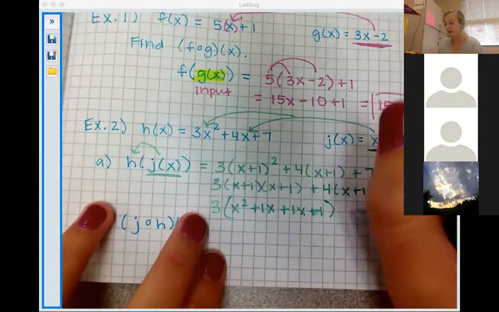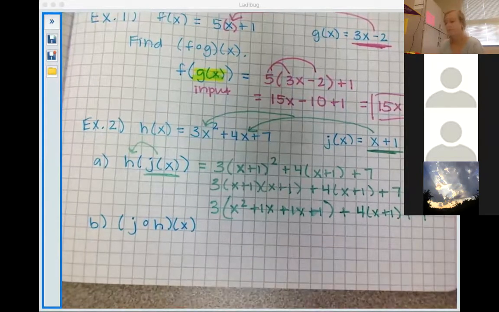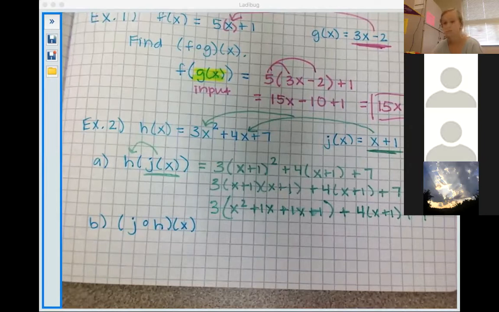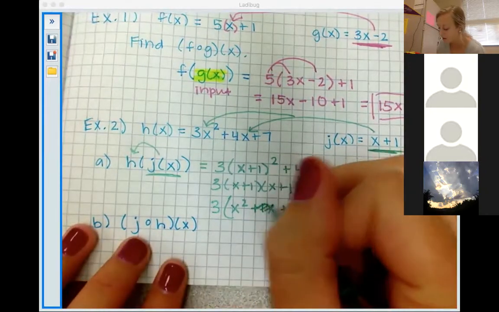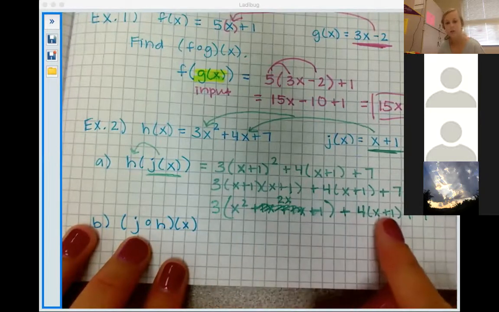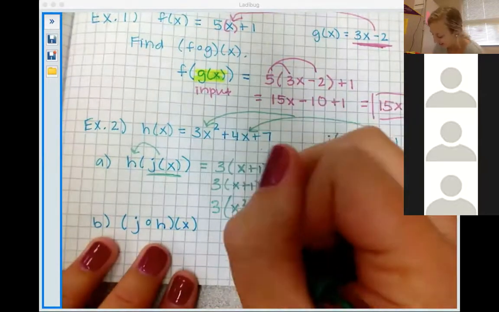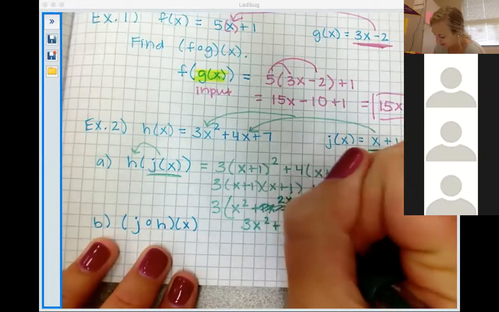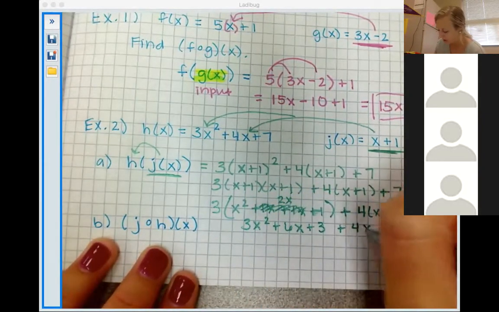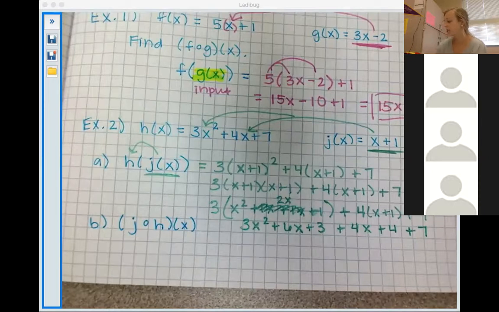And we still have the 3 on the outside. And we still have the 4x plus 1 plus 7. All right, so then 1x plus 1x is 2x. And then can I distribute my 3 here and distribute the 4 here? Yes. Okay, thank you, KJ. So I'm just gonna go ahead and do it because I think some of y'all might have moved ahead of me. Or you're just ignoring me, which is cool too.